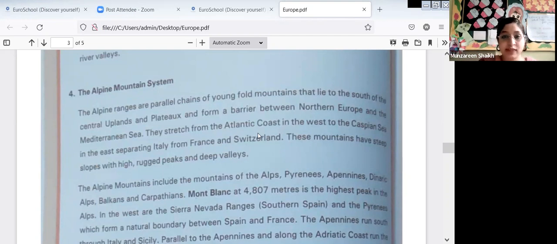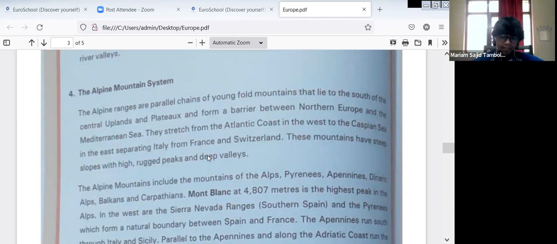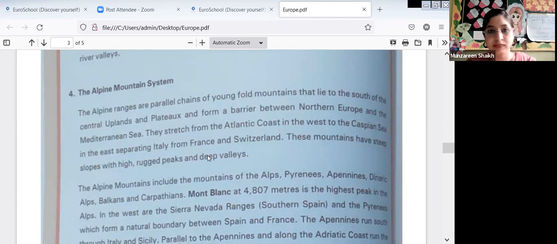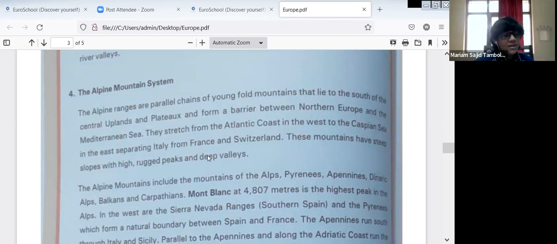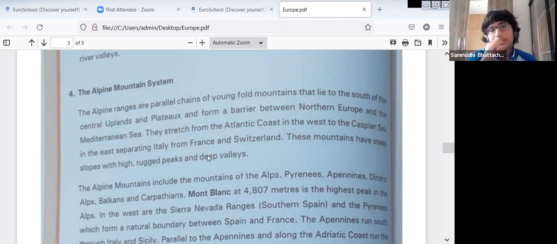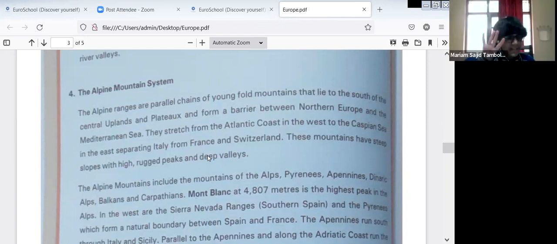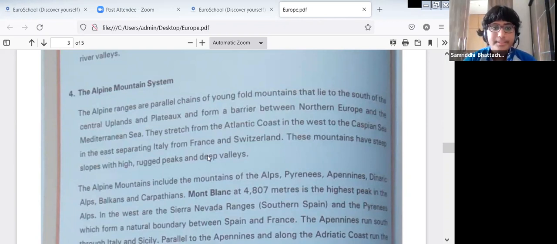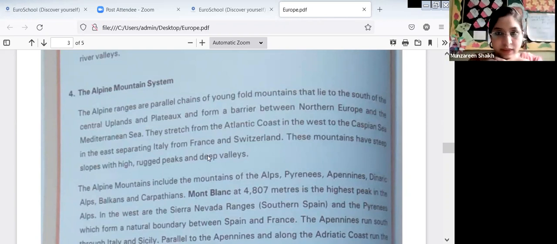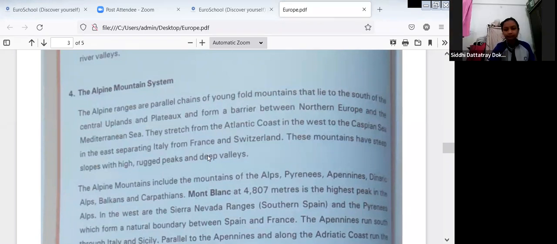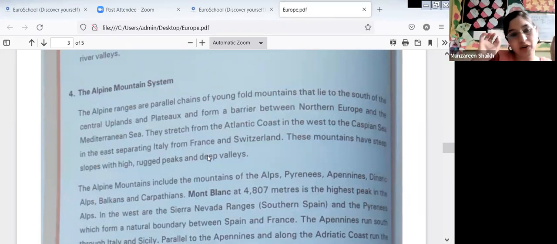Next, after that, we saw the different regions, right? Can you name them? Which was the first one? Ma'am, Northern Mountains. The second one is the Great European Plain. The third one is the Central Uplands and Southern Plateau. Fourth one is the Alpine Mountain System. So we have already done three topics among all those. Now I just want to know, what do you remember? What is peculiar about all these three?